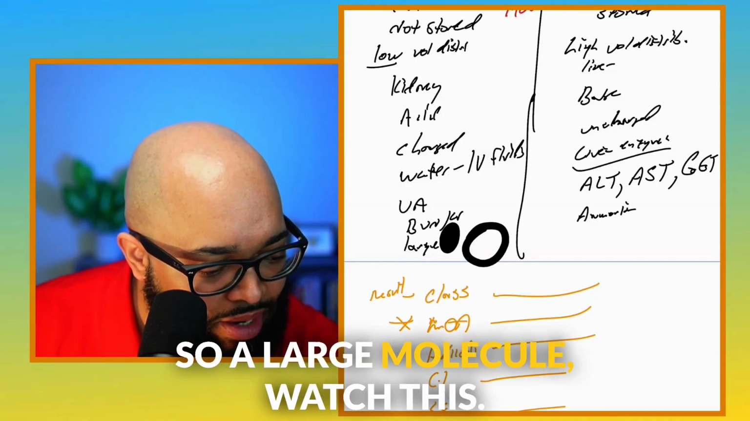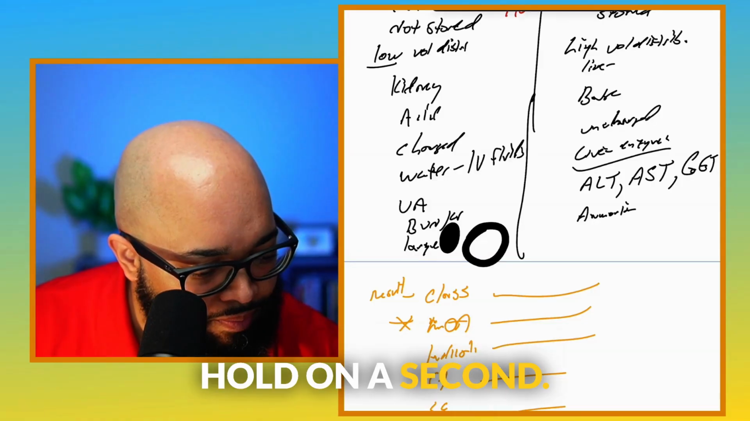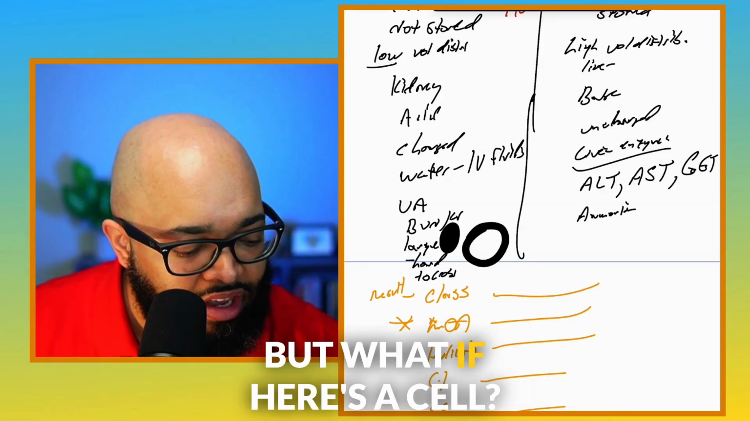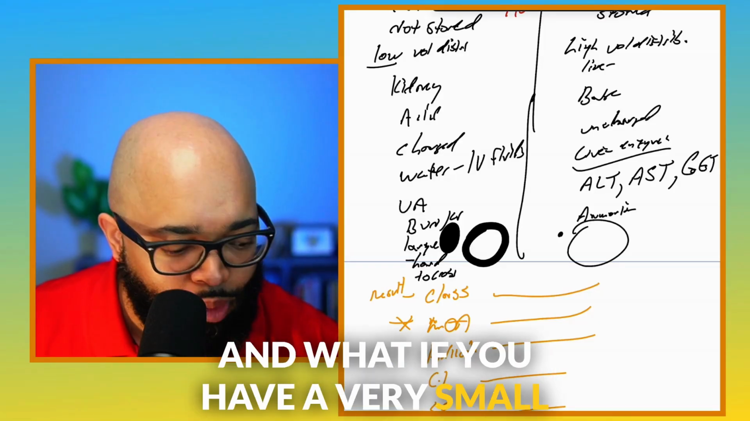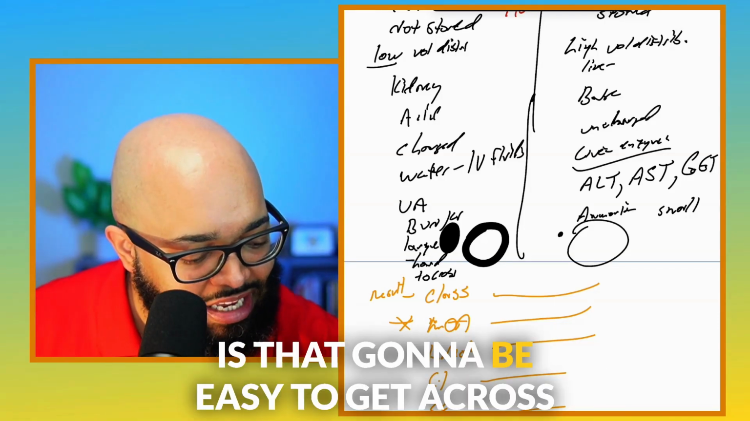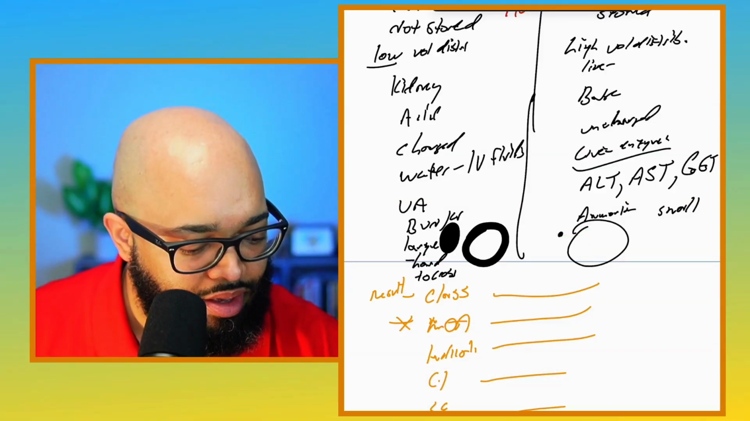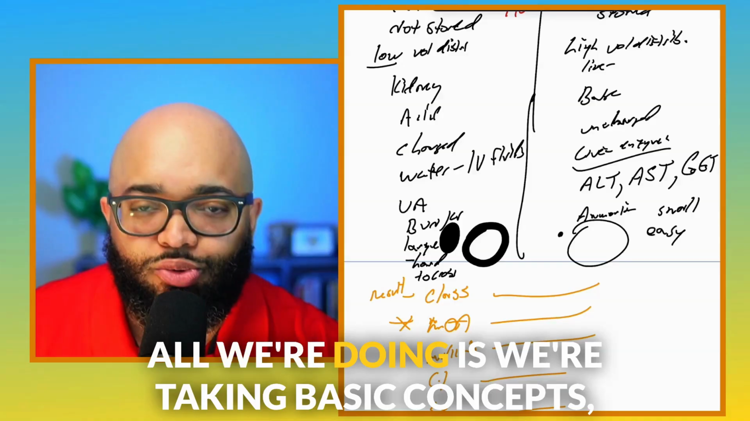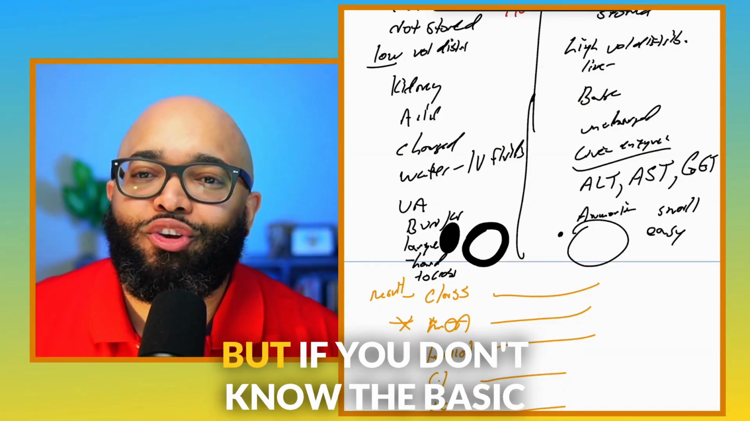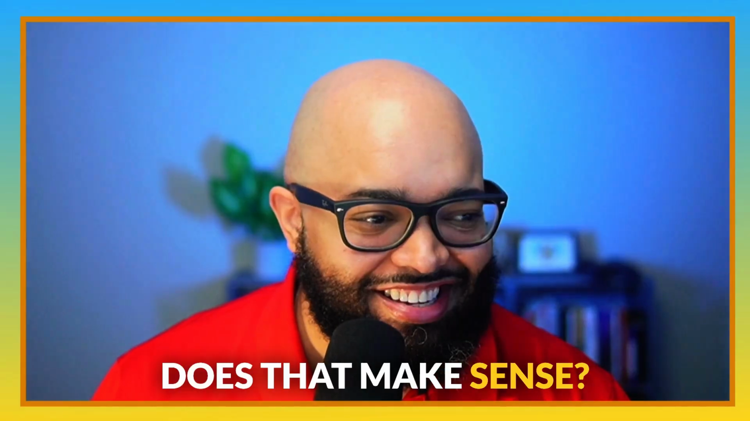So, a large molecule, watch this. Let me change my pen size. A large molecule is going to be hard to cross membranes. But what if you have a very small molecule, like these fat solubles? They have small molecules. Is that going to be easy to get across this membrane or hard? Now watch this. All we're doing is taking basic concepts and I'm showing you how to apply pharmacology to them. But if you don't know the basic concepts, you're just memorizing stuff somebody told you off a list somewhere. Does that make sense?